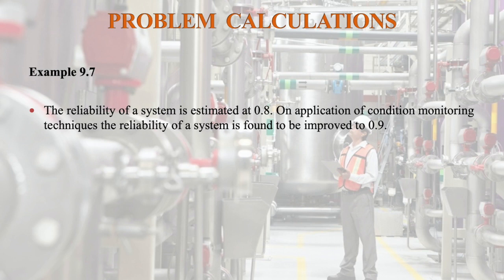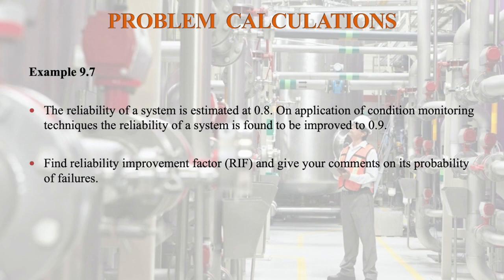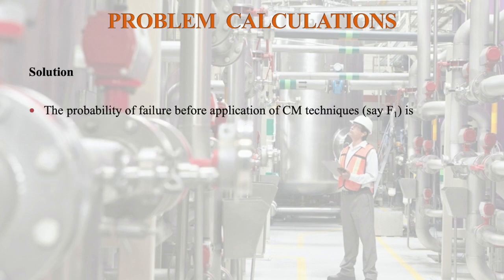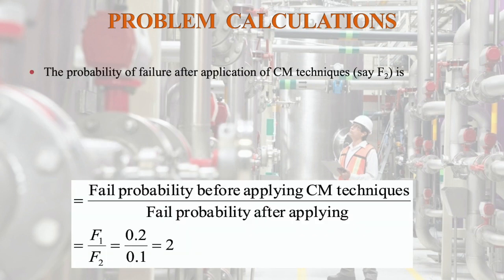Example 9.7: the reliability of a system is estimated at 0.8. On application of condition monitoring techniques, the reliability of the system is found to be improved to 0.9. Find the reliability improvement factor RIF and give your comments on its probability of failure. Solution: the probability of failure before application of the condition monitoring technique, say F1, is equal to 1 minus 0.8, that is 0.2. The probability of failure after application of the condition monitoring technique, say F2, is equal to 1 minus 0.9, that is 0.1.